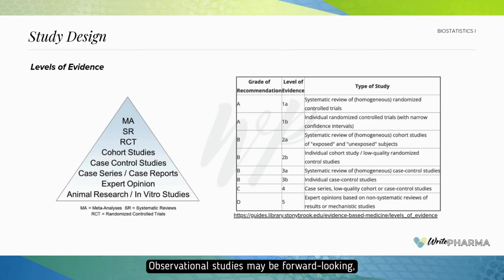Observational studies may be forward-looking, also known as cohort, backward-looking, also known as case control, or looking at simultaneous events, also known as cross-sectional. A cohort study is one in which subjects initially disease-free are followed up over a period of time. Some will be exposed to X risk factor.